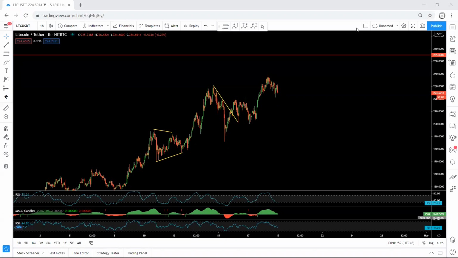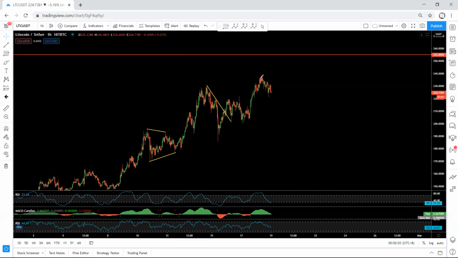LTC, we start with 1 hour chart. If you refer to my last video when the price was here, I mentioned if you want to look for buy, we need to get the correction, deeper correction before we take the trade setup. Now, as we can see, the price drop.